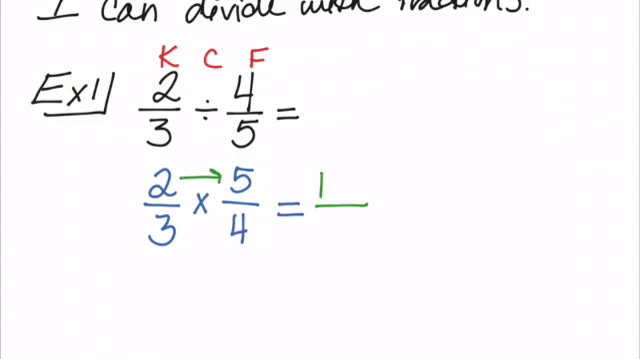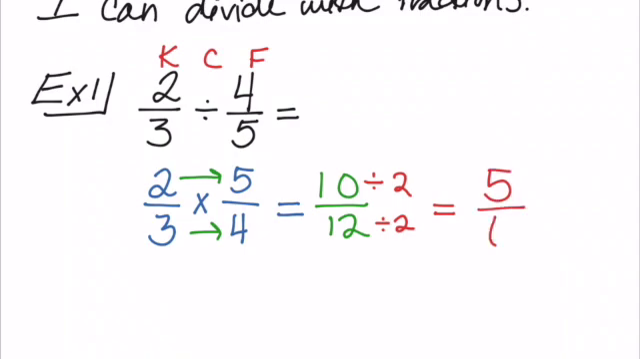2 times 5 is 10, and 3 times 4 is 12. And the only thing left to do now is check to see if you can simplify. You can. You can divide these both by 2 and get your final answer of 5/6. That's it. It's just like multiplying with fractions, except for that first part where you keep the first fraction the same, you change the division to multiplication, and you flip the last fraction upside down. Keep, change, flip. That's it. That's all it is, guys. Let's look at another one.